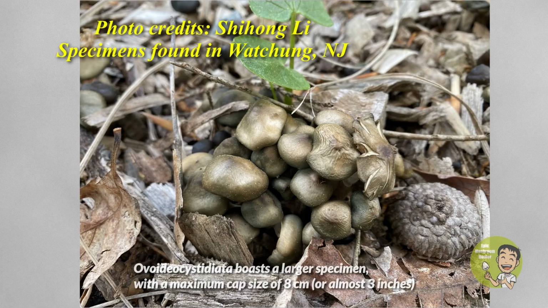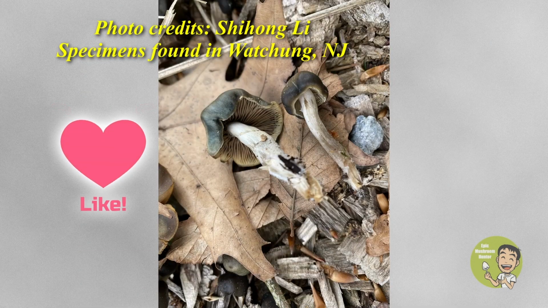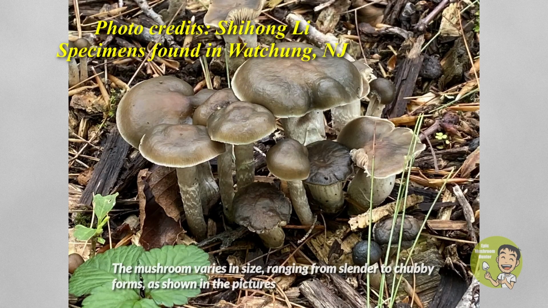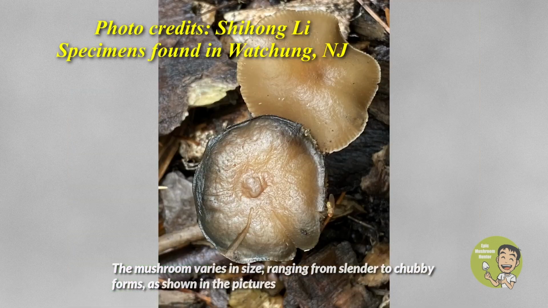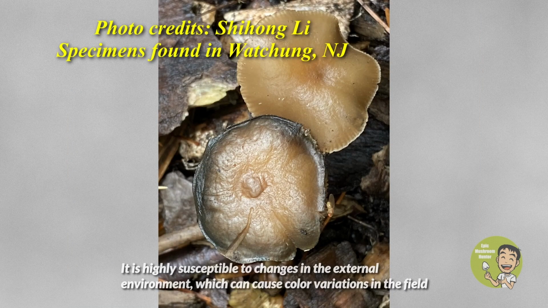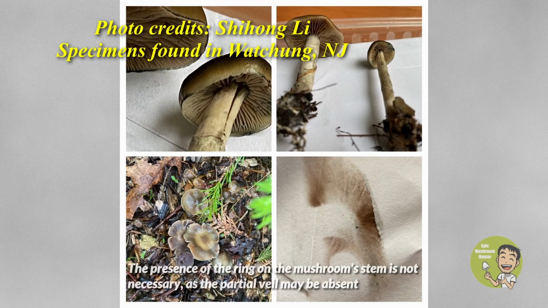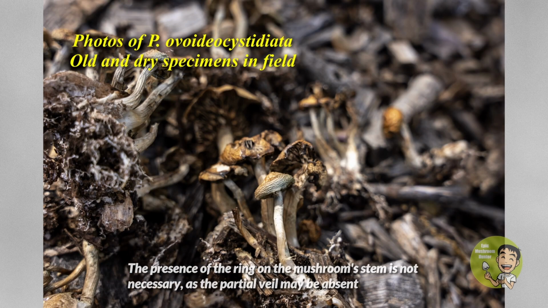Ovoideocystidiata boasts a large specimen with a maximum cap size of 8 centimeters, or almost 3 inches. It is a common mushroom found in the spring throughout the northeastern United States. The mushroom varies in size, ranging from slender to chubby forms, as shown in the pictures. It is highly susceptible to changes in the external environment, which can cause color variation in the field. The presence of the ring on the mushroom stem is not necessary, as the partial veil may be absent.